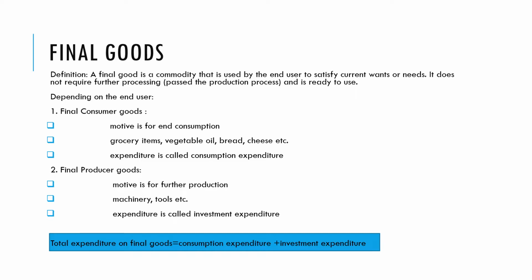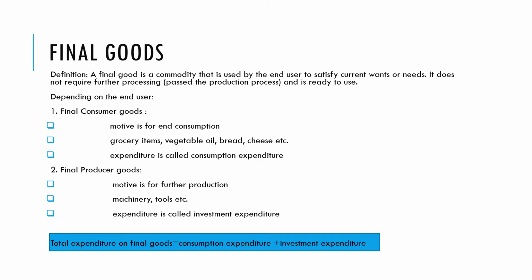Final consumer goods have the motive of end consumption. Examples include grocery items like vegetable oil, bread, cheese, butter, shoes, etc. Expenditure is called consumption expenditure.